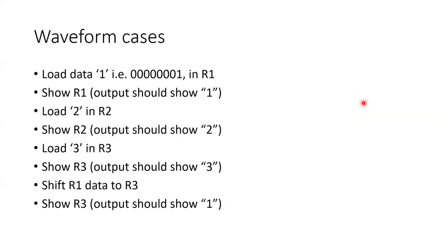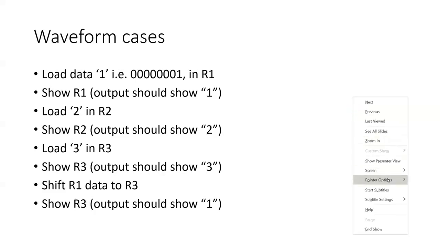Okay, now to show waveform cases, load 1 in register 1 and then show the data in register 1. Then load 2 in register 2, show the data in register 2. So it should show 2, right? Load 3 in register 3 and show it. So now it should show 3 in the display. And now for the last example, shift data in register 1 to register 3 and then show register 3. Now that should show 1 because you shifted the data from register 1 to 3, right? So that should be shown in your waveforms.